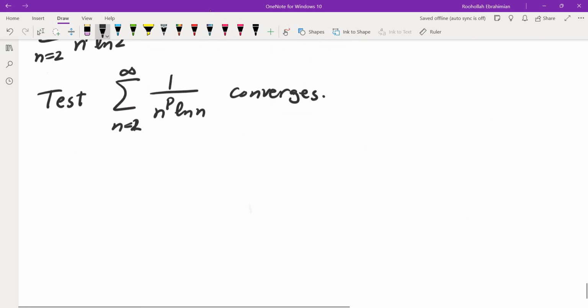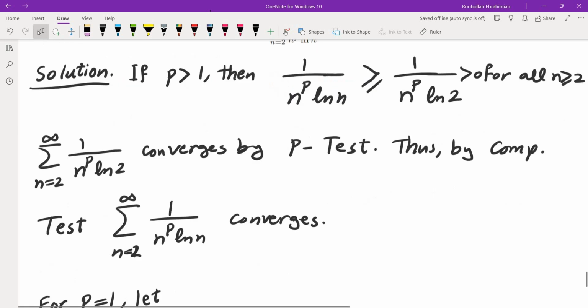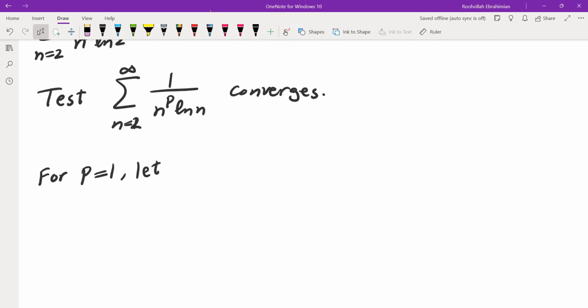Now, if you look at p equals 1, we can apply the integral test. And the reason I think of the integral test is that if you look at 1 over n natural log n, that can be integrated by substitution. It is 1 over natural log n times 1 over n, which is the derivative of natural log n. So for p equals 1, let f of x be 1 over x natural log x for x greater than or equal to 2.